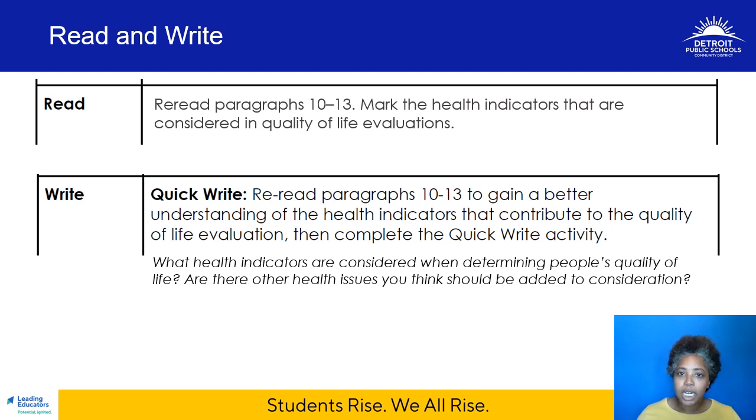I'd like you to reread paragraphs 10 through 13 and to mark the health indicators that are taken into account when evaluating quality of life. Then, complete the quick write activity on your note catcher. For the quick write activity, you're going to be answering this question. What health indicators are considered when determining people's quality of life? Are there other health issues that you think should be added to consideration? Pause the video and complete this now.